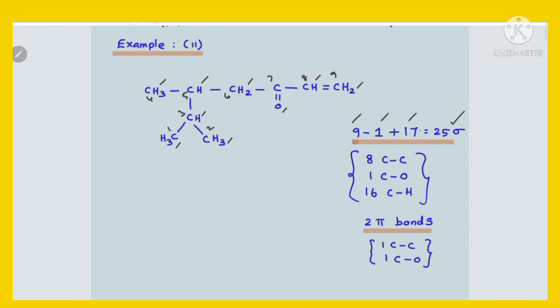So totally there are 25 sigma bonds. I have written the nature of the sigma bonds. Among them, 8 are between carbon and carbon, and 1 is between carbon and oxygen, since in the C double bond O, 1 bond is a sigma bond. Then the maximum number of sigma bonds are lying between carbon and hydrogen. Totally there are 16. 16 plus 1, 17, plus 8, totally 25 sigma bonds are there.